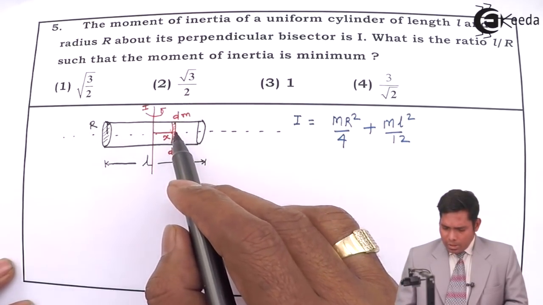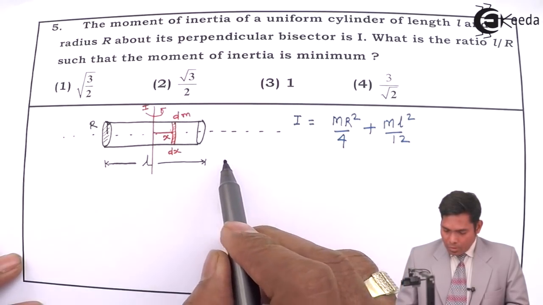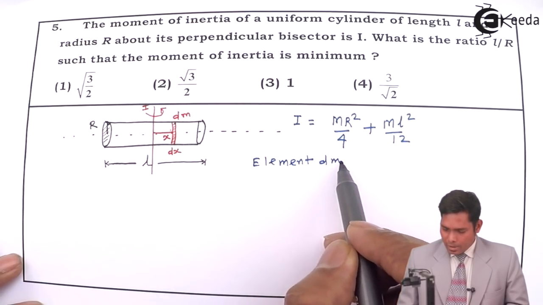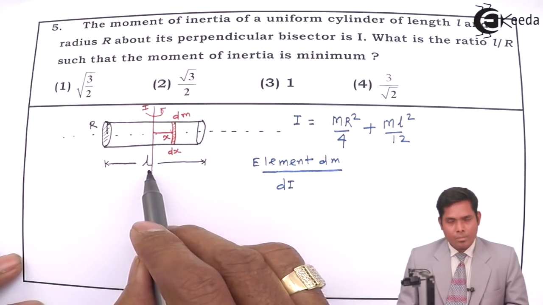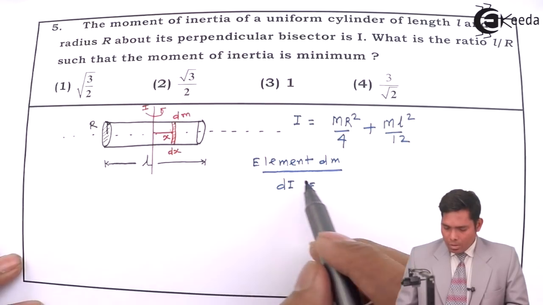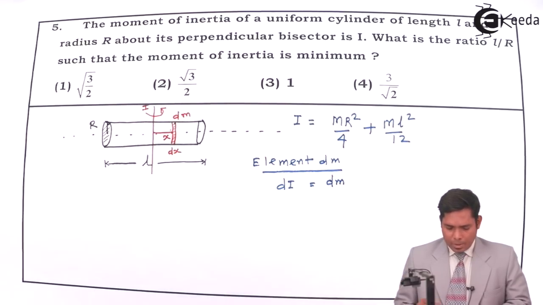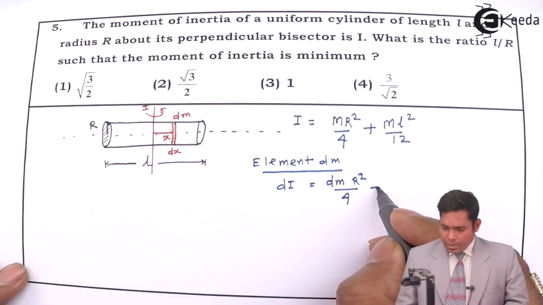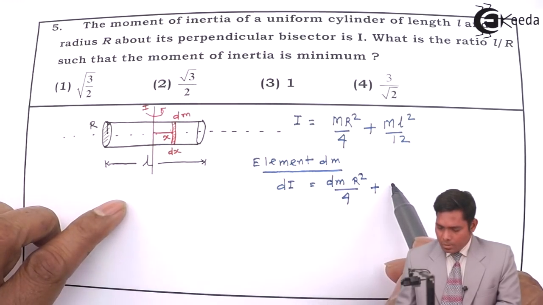So for this element of mass dm, the small moment of inertia about this given axis is dm r square by 4 plus dm h square. R is the same because if you cut it, that does not change. Here dm is the mass of the element, and h square means x square.